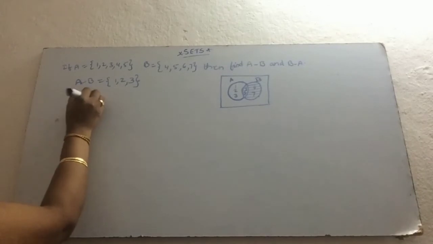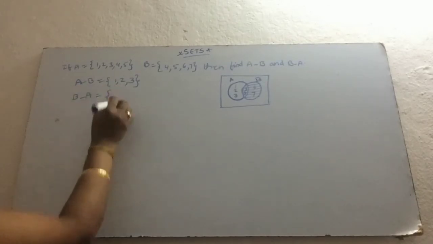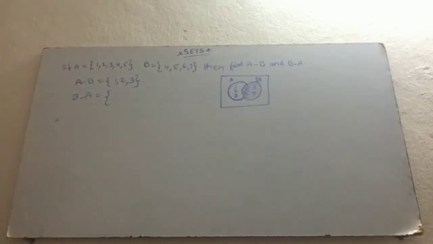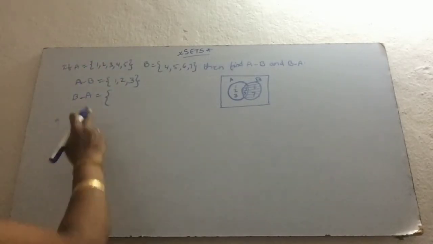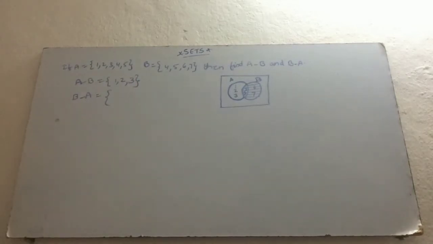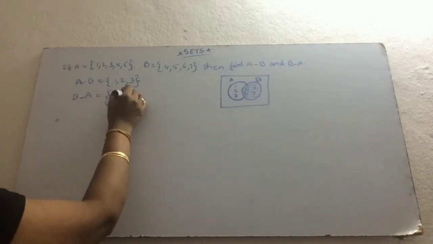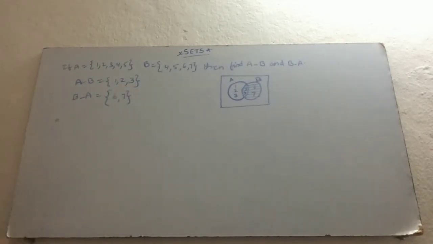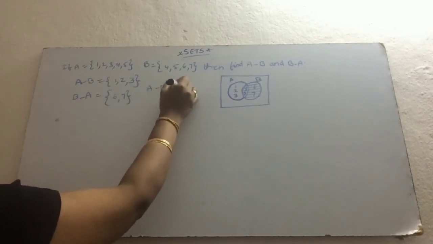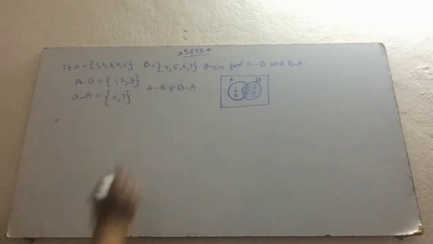Similarly, B minus A. That means subtract B from this. So B minus A means what are the values? 6 7. Are both equal? No. So A minus B not equal to B minus A.